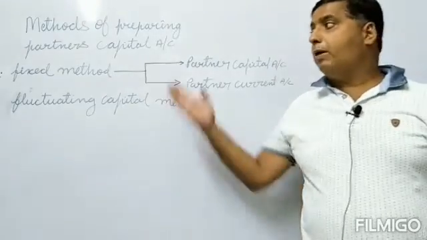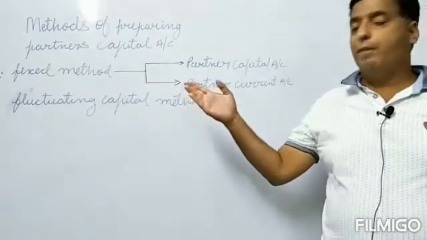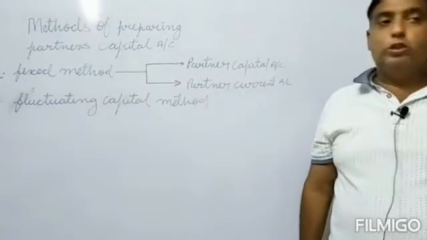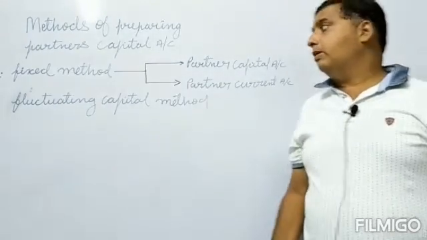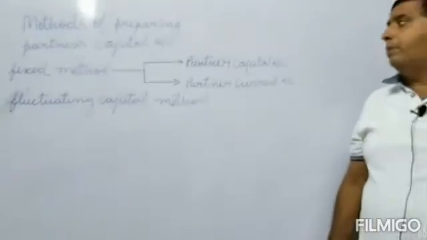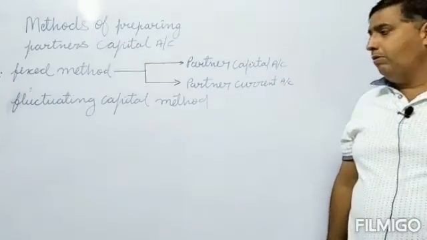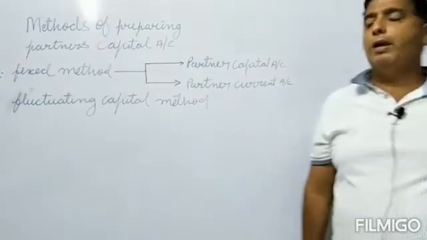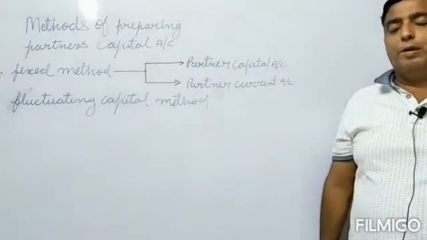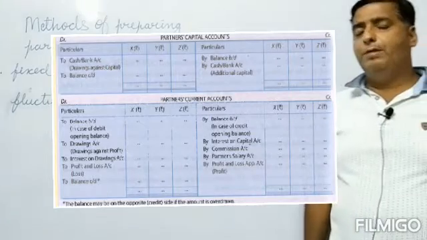Now partners capital account can be prepared with two methods. First is fixed capital method, second is fluctuating capital method. Under fixed capital method, two accounts are prepared. One is partners capital account, second is partners current account. And under fluctuating capital method, only one account is prepared, that is known as partners capital account. Now let's take the first method, that is fixed capital method.